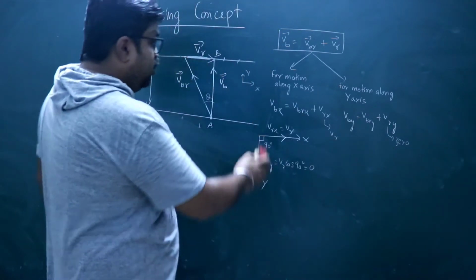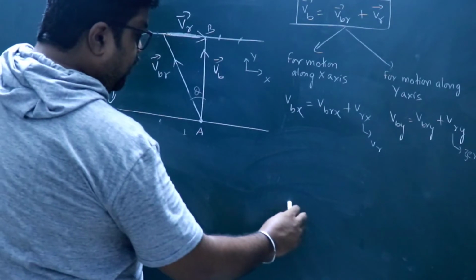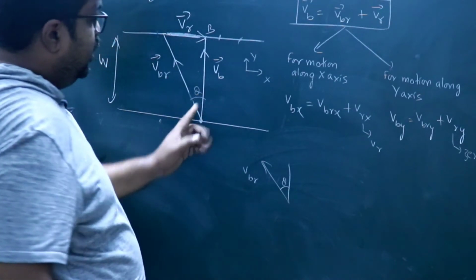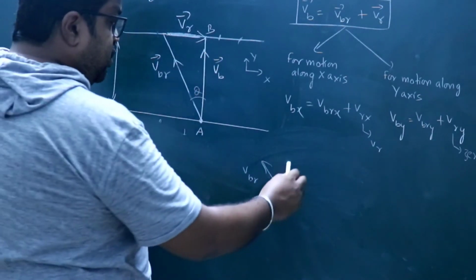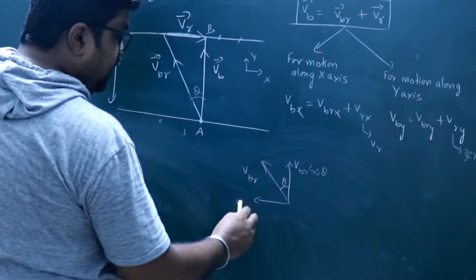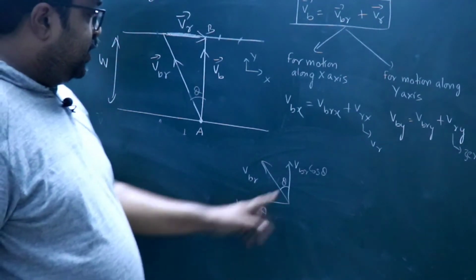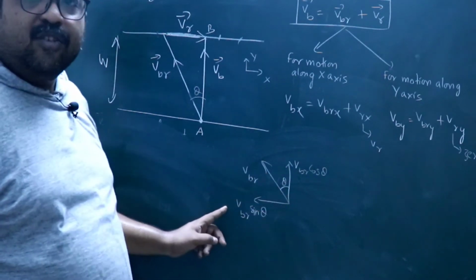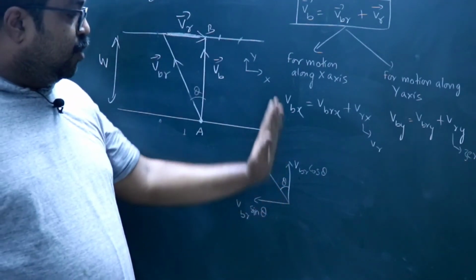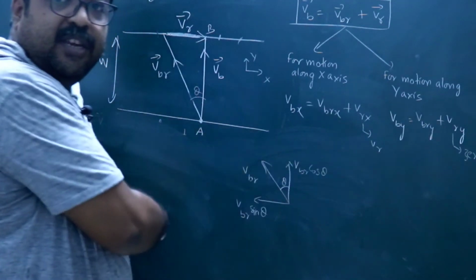Now let's see what the values of the other terms are. This is vbr, and this angle is theta, the angle with the vertical. So this is vbr cos theta and this is vbr sin theta. This is the y component and this is the x component of vbr. But this y component of vbr is along the positive y-axis, while the x component of vbr is along the negative x-axis. This is the positive x-axis, this is the negative x-axis.